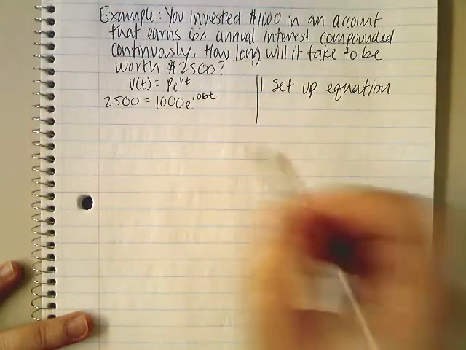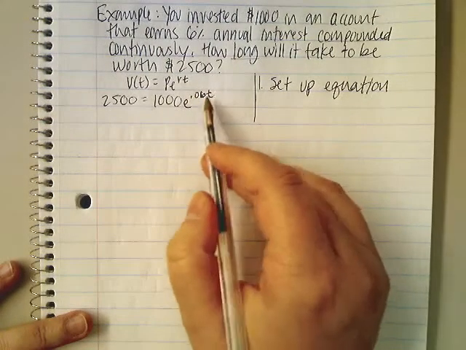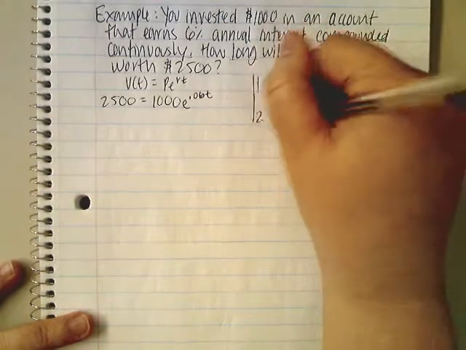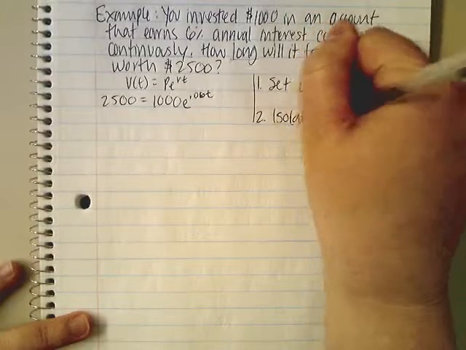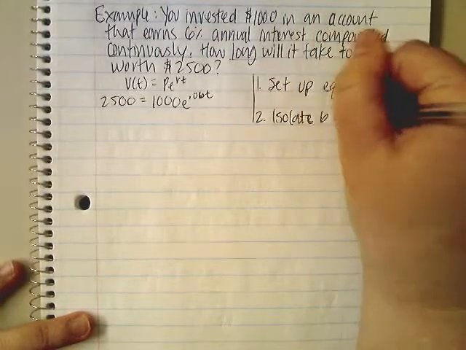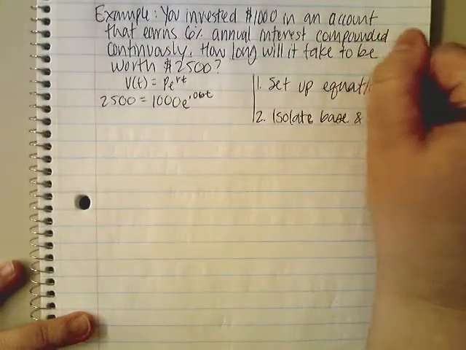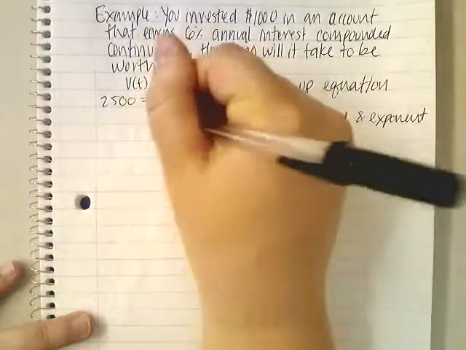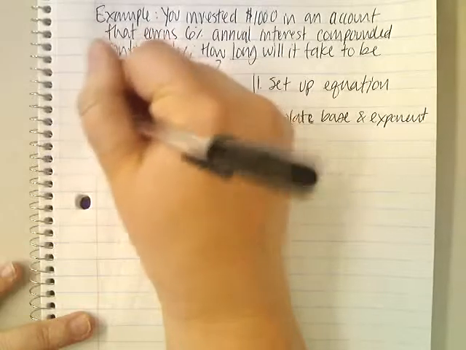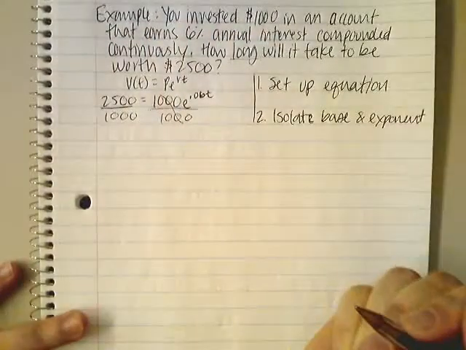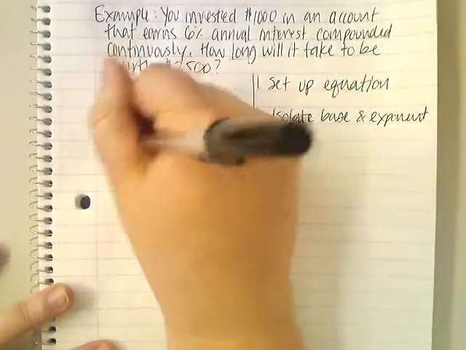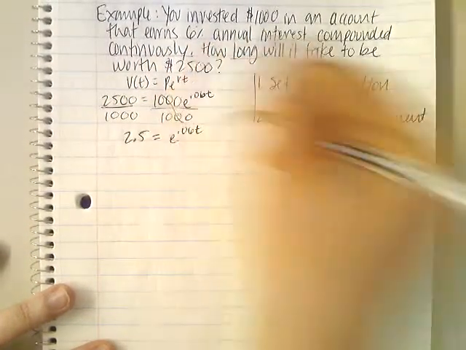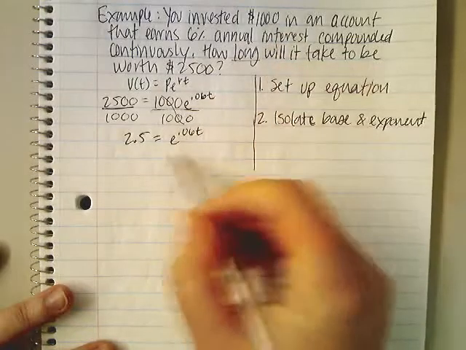Now, before I can solve for t, which is the value of my exponent, I have to isolate the base and the exponent. So my second step is going to be to isolate the base and exponent. To do that, I'm going to divide both sides by 1,000. Those 1,000 cancel, and I'm left with 2.5 equals e to the 0.06t. So I've isolated my base.